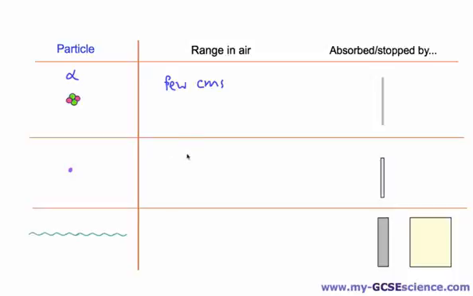For a beta particle, it can go up to about a meter, and for a gamma ray, well, this can go actually quite a long distance. Some books say many kilometers. I've actually seen it written as unlimited through air, but the key point is it can go very, very far in the air if it's not blocked by anything.